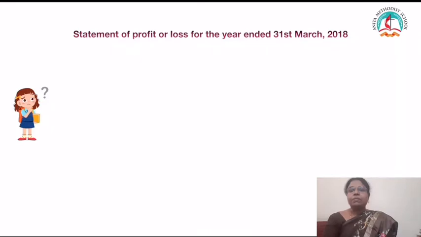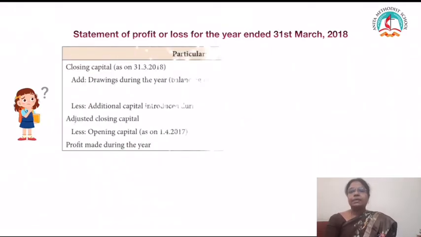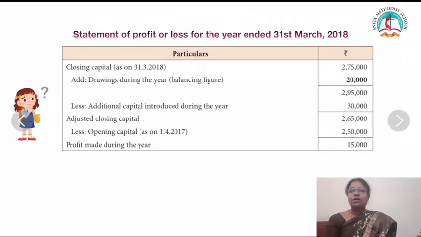So statement of profit or loss for the year ended 31st March 2018. Closing capital 2,75,000. Along with that you have to add drawings made during the year, that is calculated as 20,000. So it comes to 2,95,000. Less additional capital introduced during the year 30,000. So it comes to 2,65,000. That is the adjusted closing capital. Less opening capital 2,50,000. So profit made during the year is 15,000.